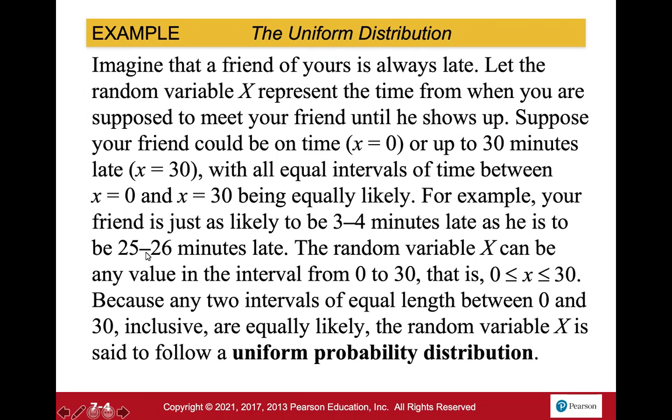So for example, your friend is just as likely to be 3 to 4 minutes late as he is to be 25 to 26 minutes late. The random variable x can be any value in the interval from 0 to 30, that is 0 less than or equal to x less than or equal to 30, because any two intervals of equal length between 0 and 30 inclusively are equally likely to happen. The random variable x is said to follow a uniform probability distribution.